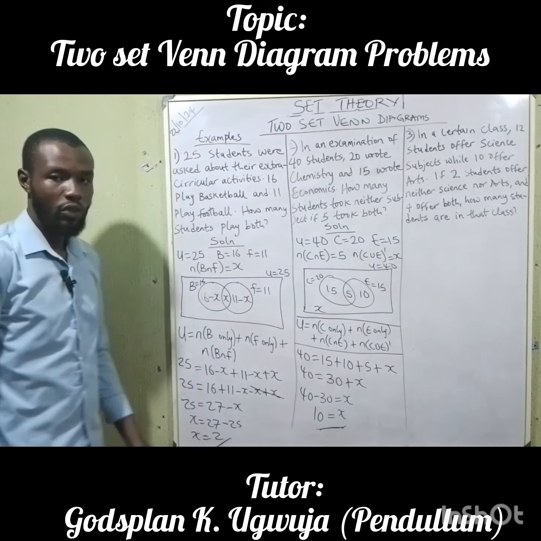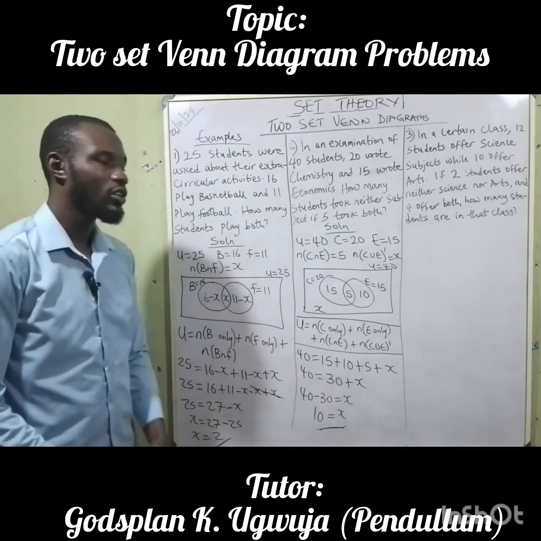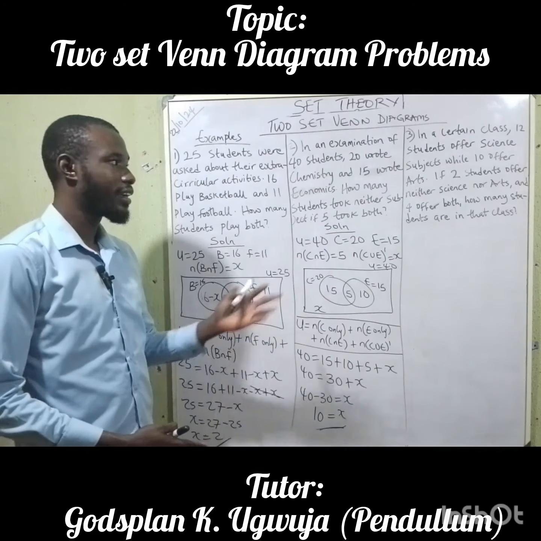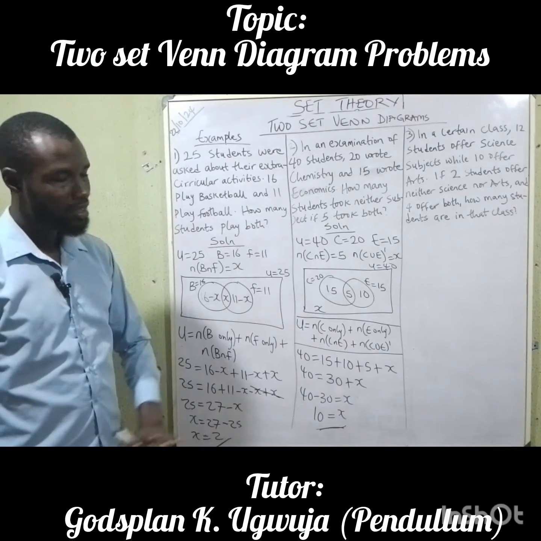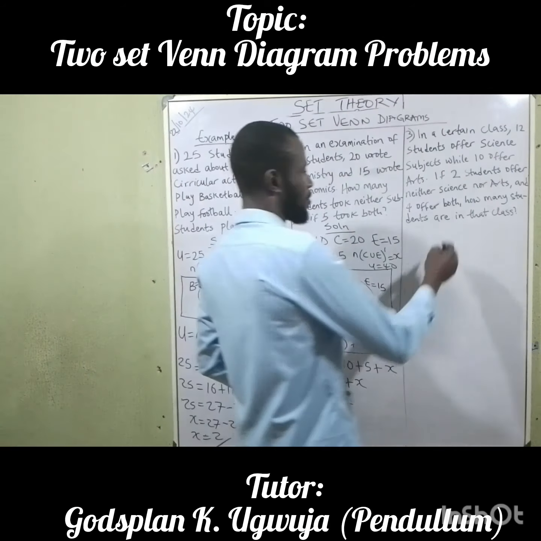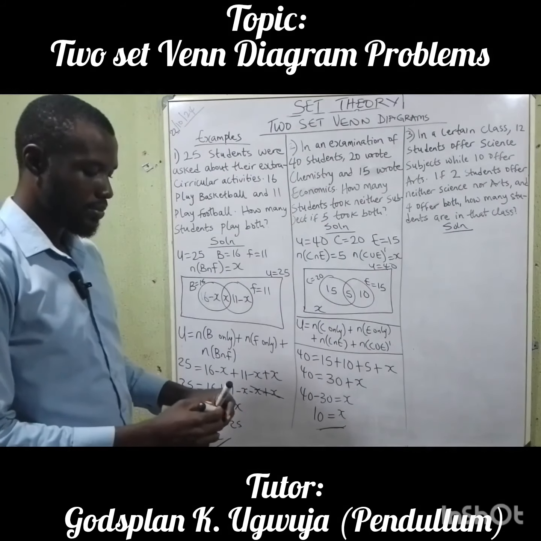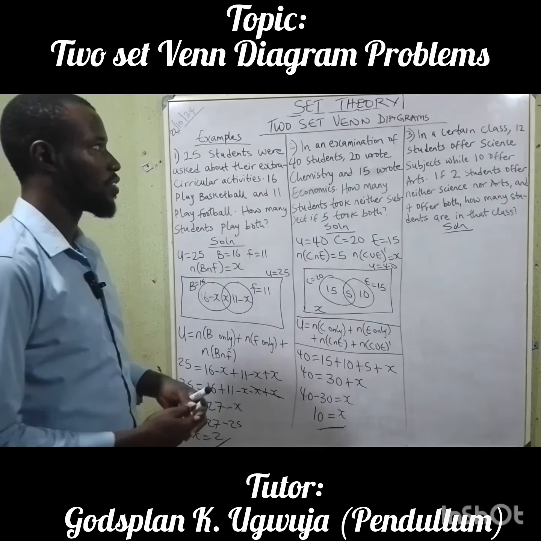So for this question, 10 students did not study either of the subjects. 10 students did not take chemistry nor economics. I hope you get this. It's very, very simple, please. Let's look at the last one, and I'll give you an assignment. I will wrap up this video.